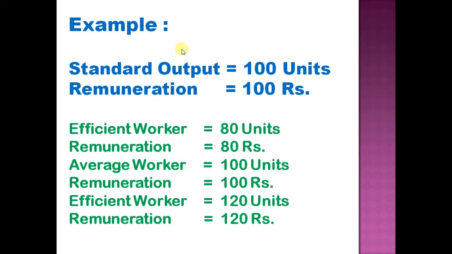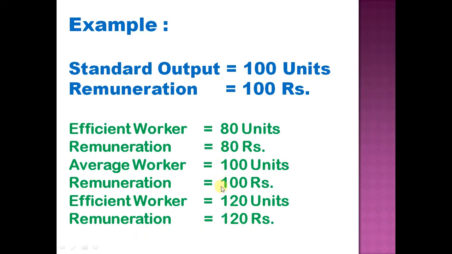We'll take one example. See, the standard output of the company will be 100 units per day. Then the remuneration or wages will be 100 rupees per day. Sorry, here I have to write non-efficient worker. So the non-efficient worker will produce 80 units per day and his remuneration will be 80 rupees, while the average worker will produce 100 units per day and his remuneration will be 100 rupees, while the efficient worker will produce 120 units per day, so his remuneration will be 120 rupees per day.